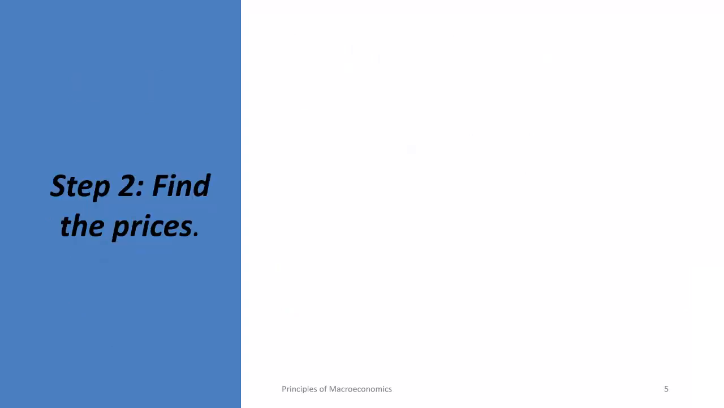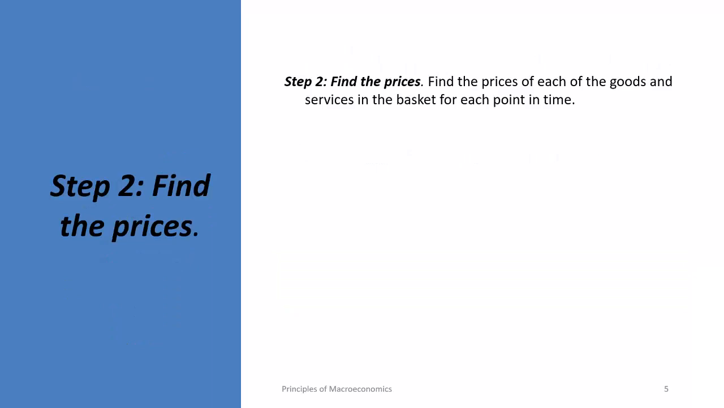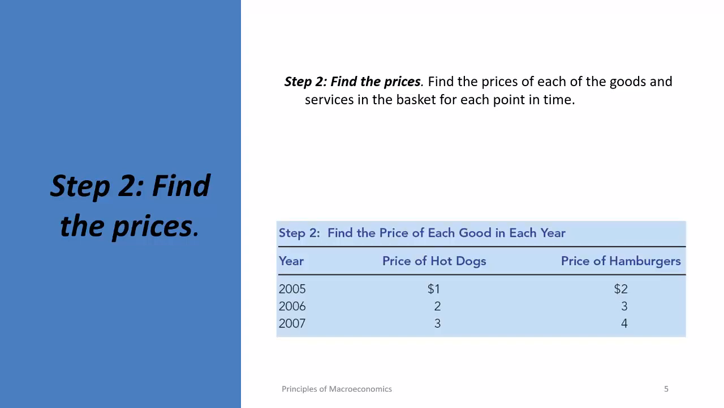Then step 2 is find the prices. So we need to go and find the prices for these commodities in different years. So we keep our basket constant over time and go and find prices. In this example, I have prices for hot dogs and hamburgers for the years 2005, 2006 and 2007. So you can go back and look at the supermarket how much an average hot dog was costing you in 2005, in 2006, and in 2007. Same we do for the hamburgers.